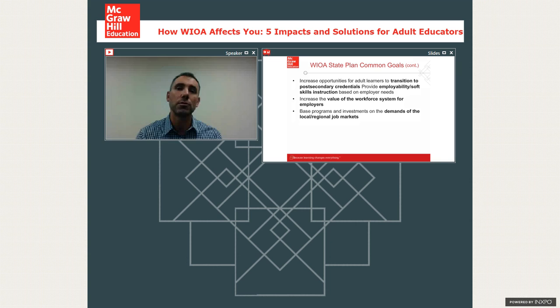To increase the value of the workforce system for employers. We, as adult educators, are obviously focused on what I will call the supply side of the talent pipeline, but on the demand side is the employer. And it's hard for employers to become invested in a system if the system is fragmented. So the goal of WIOA is to really streamline how we are moving students through the education and training they need in order to access the jobs that our employers are offering, thereby making this a more valuable workforce system for that receiving end, or the demand end, of the talent pipeline.